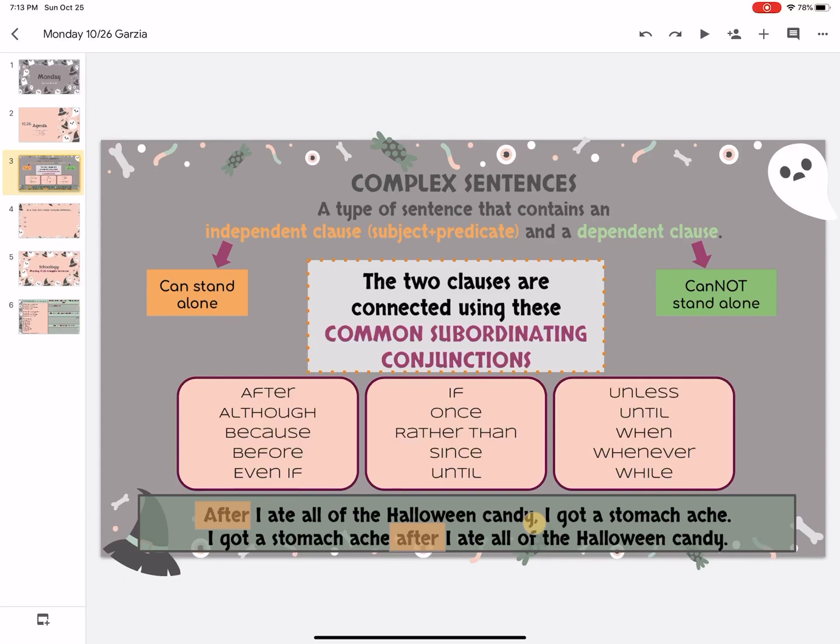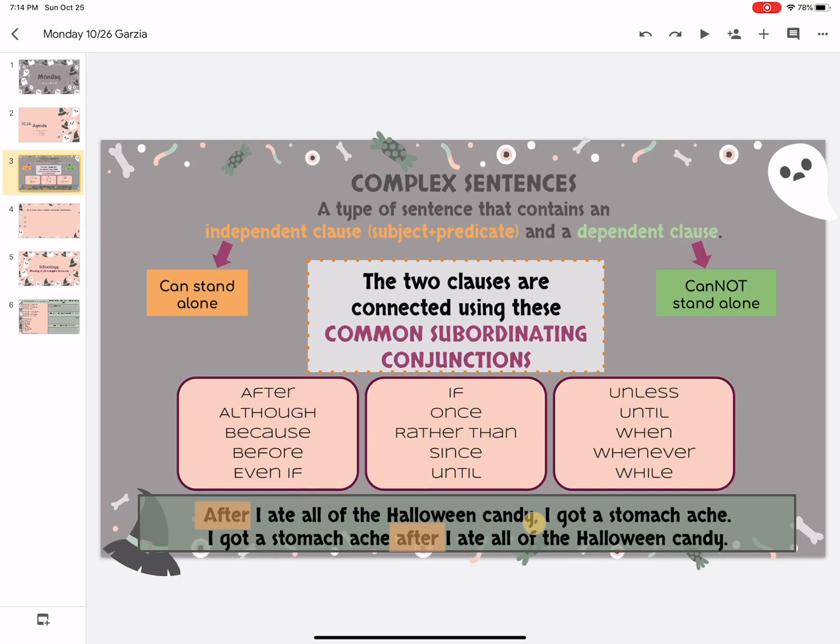So that's our dependent clause. If you read it by itself, would it make sense? No. People would be like, dude, finish your sentence, right? Then if I read the second part after the comma by itself, I got a stomach ache, that's a complete sentence. Subject, I. What happened to I? Got a stomach ache. That's our predicate. So we have our dependent clause and our independent clause connected.